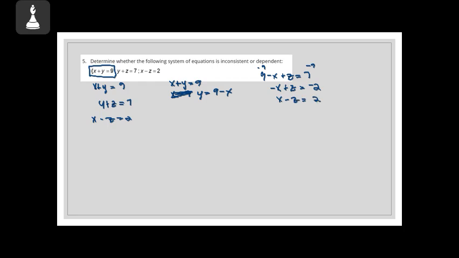And then I can stack x minus z equals 2 so that I can add these together. Negative x plus x is 0. Positive z minus z is 0. Negative 2 plus 2 is 0. So right there, that is a giveaway that this is a dependent system.